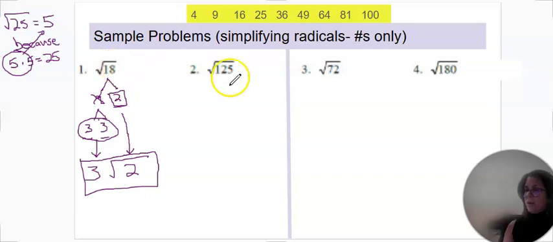Let's try it with another one. The square root of 125. We start our factor tree. Any two numbers that multiply to 125. You might not know off the top of your head. You might have to use your Desmos calculator or any calculator to try a few things. Try 2, try 3, try 4, try 5. See what works. 5, because this ends in 5, I can tell. 5 divides evenly in. So you do 125 divided by 5, and when you do that, you get 25.